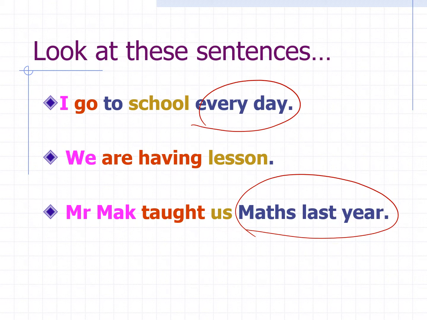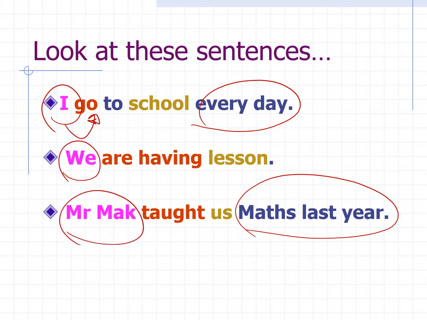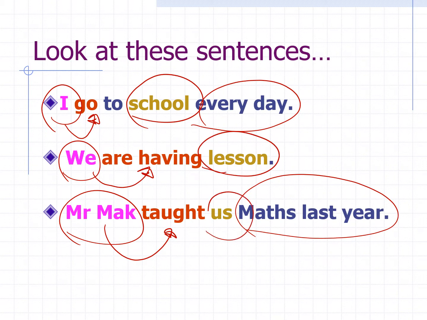So in these sentences, again, the pink ones, they are the action doers. They are doing the action of going. They are doing the action of having, and they are doing the action of teaching. So that is the meaning of action doers. And then the yellow ones, lesson, school, and us, they are not doing any actions. Instead, the actions are being done on them. Okay, can you see that?